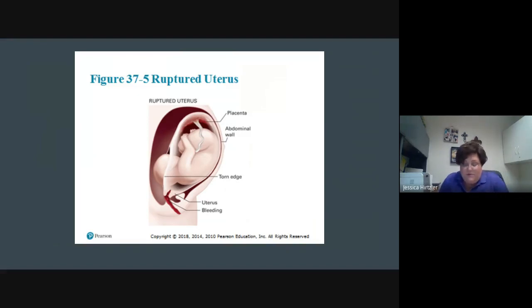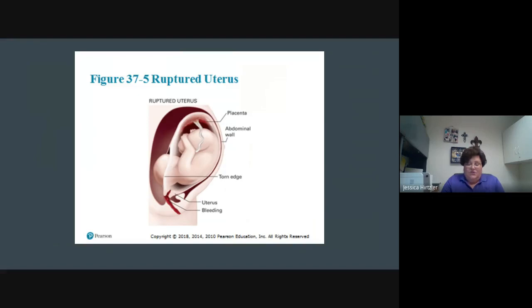Your assessment findings will include a history of previous uterine rupture or abdominal trauma. She may be carrying a large fetus. Maybe she has gestational diabetes, which we know is going to present with large babies, big babies. Maybe she's having more than 2 children, or she's had more than 2 children. She has a history of prior cesarean sections or uterine surgery. There may be tearing or a shearing sensation in the abdomen, and there is going to be constant and severe abdominal pain. Okay. She will show signs of shock.